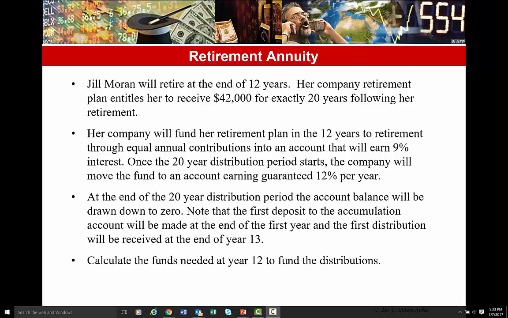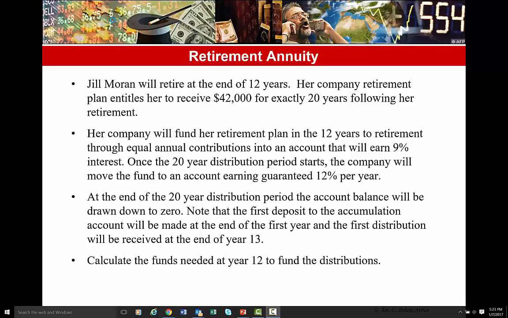So she will be retiring, and then she will be able to withdraw $42,000 for a 20-year period following her retirement. So if you assume that her retirement time is 0, she will receive $42,000 annuities or equal cash flows over the 20-year period.